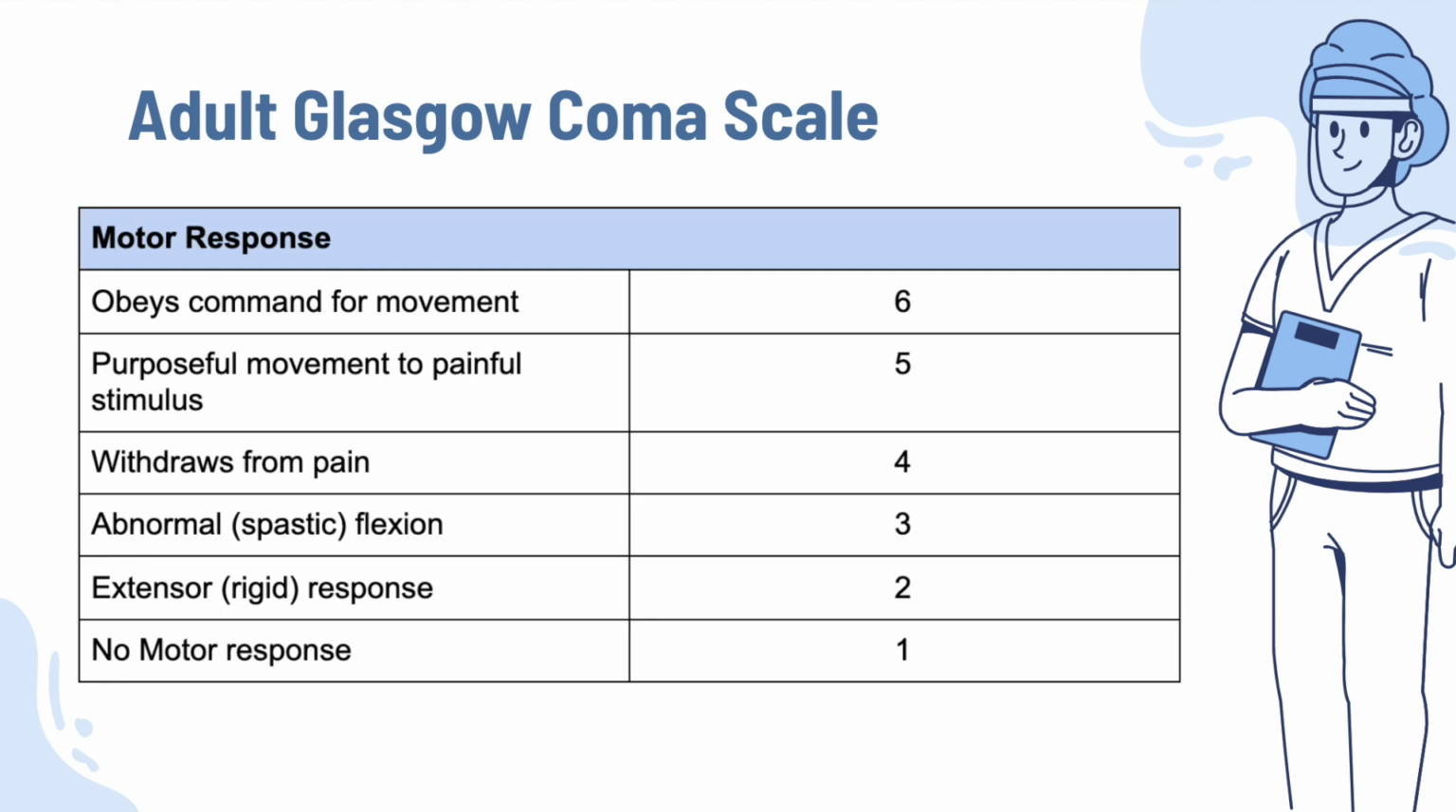Motor response: obeys command for movement, score of 6. Purposeful movement to painful stimulus, score of 5. Withdraws from pain, score of 4. Abnormal or spastic flexion, score of 3. Extensor rigid response, score of 2. No motor response, score of 1.